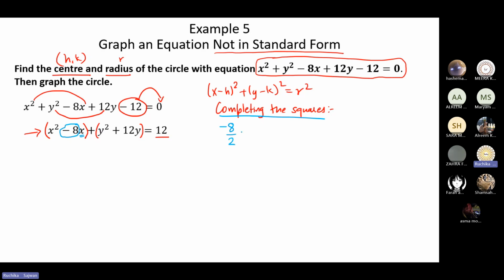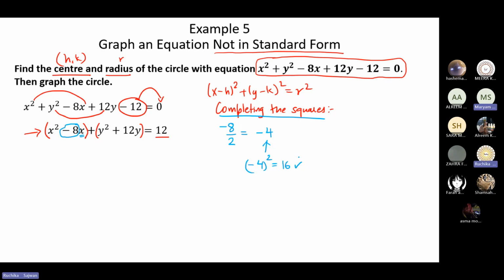Divide by 2. What do you get? So the square of this number is the one which will be added and subtracted. So what is the square of -4? 16.